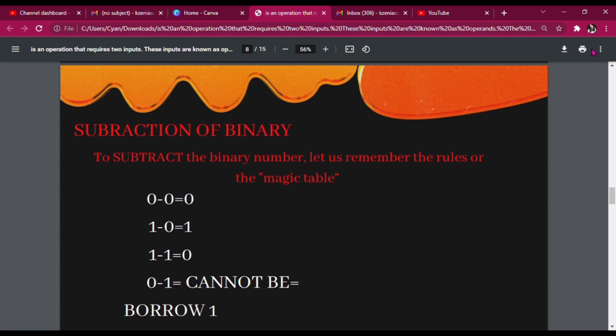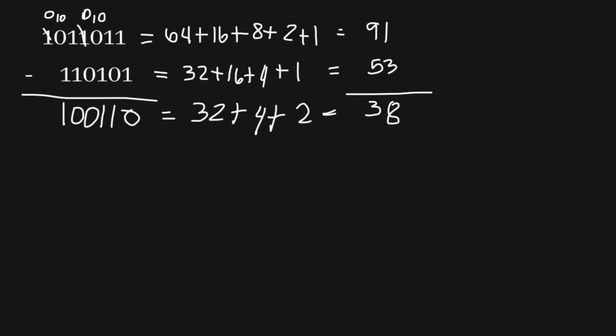To subtract binary numbers, let us remember the rules or the magic table. So, 0 minus 0 equals 0, 1 minus 0 equals 1, 1 minus 1 equals 0, and 0 minus 1 cannot be, so we have to borrow 1. Example, 1011011 minus 1101101. So 1 minus 1 equals 0, 1 minus 0 equals 1, and 0 minus 1 cannot be.